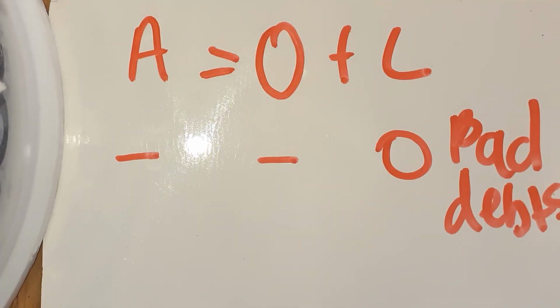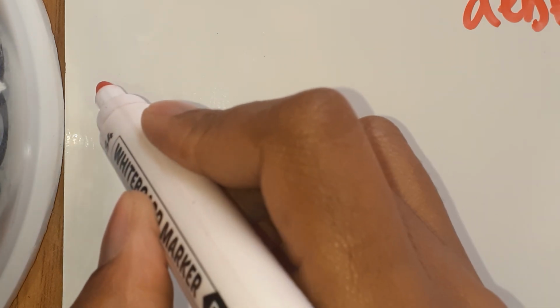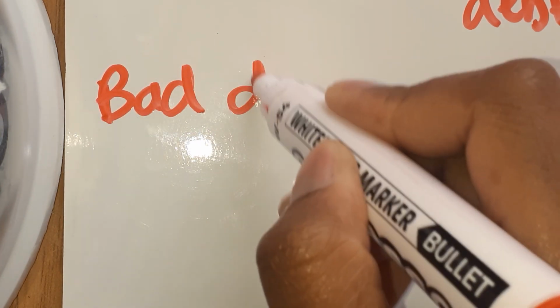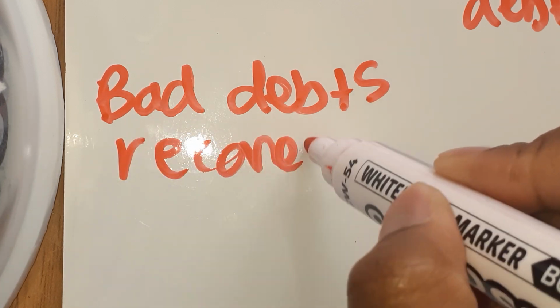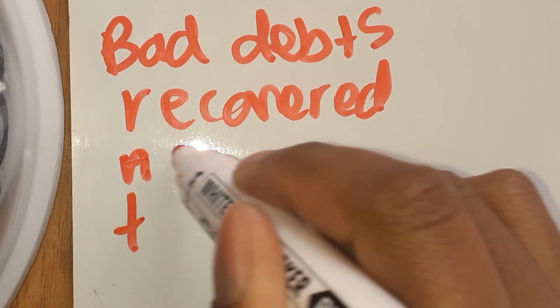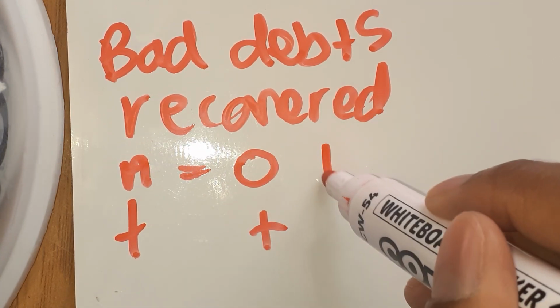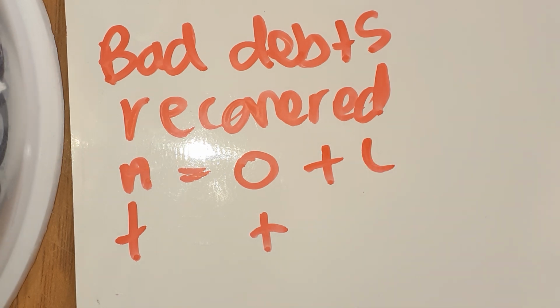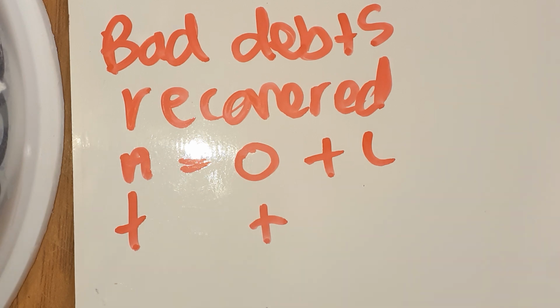This is your bad debts. Now, when the bad debts have been recovered, it increases your asset, and it increases your owner's equity on the credit side because it is an income, and it increases your asset on the debit side. Your liabilities are still not affected by bad debts.